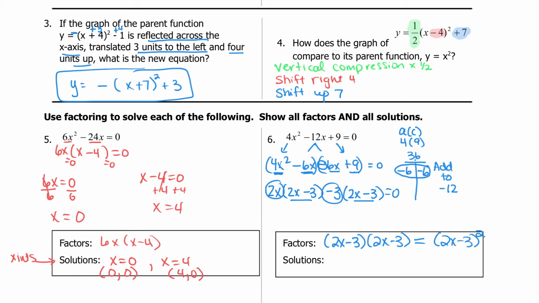Okay? Since they're the same factor, I really only need to set one of them equal to 0 to get my solutions, because the other one would be the exact same answer. So I'm going to add 3, so that would be 2x equals 3, and then I divide both sides by 2. So my solution is x equals 3 over 2, or we could say that's 1.5.